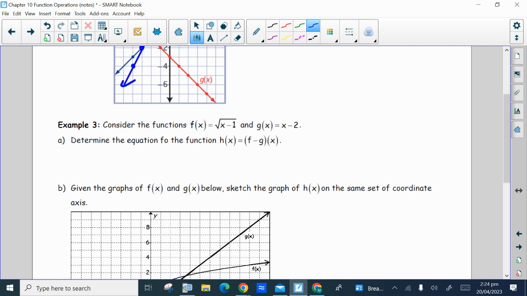Example 3, consider those two functions. Determine the equation for f minus g at x, which again is f at x minus g at x. F is the root of x minus 1. And you're subtracting all of g, so we'll put it in brackets. That's you're talking about an embedded function. That's not what we're talking about here. You got to go f at x minus g at x. That's what the equation tells us to do.